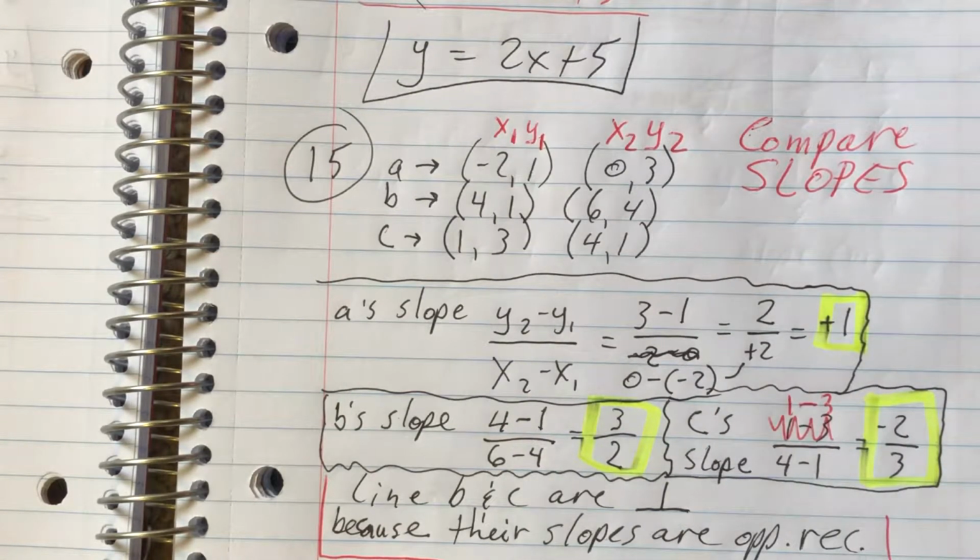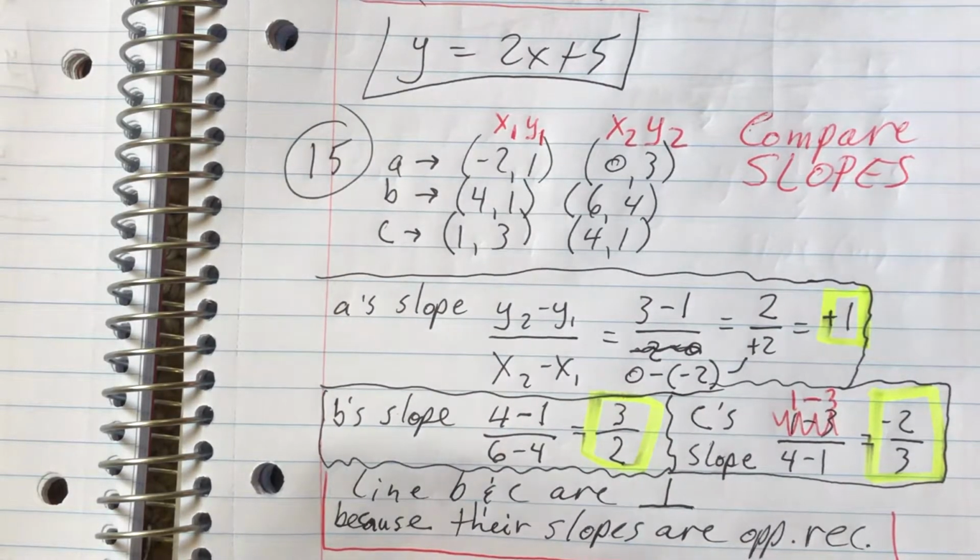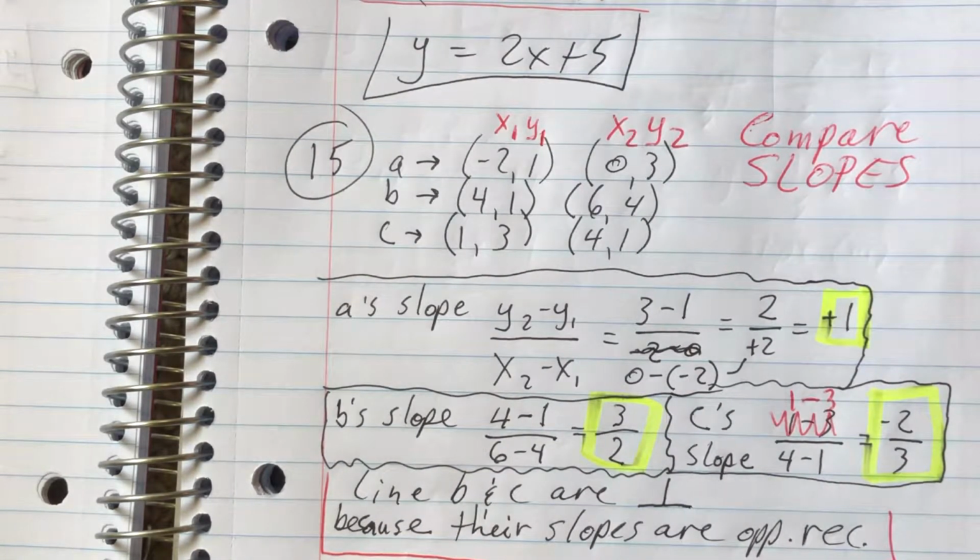Now I need some help here because the version of this problem that I looked at online, it says that none of these slopes are the same, or maybe it's in the parallel section. So anyway, none of the slopes are the same, so none of these lines are parallel.